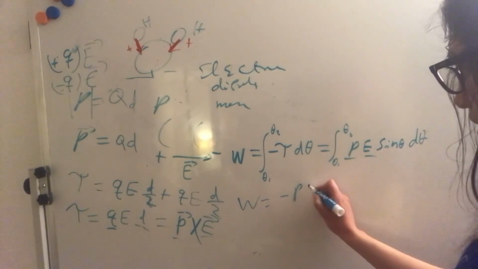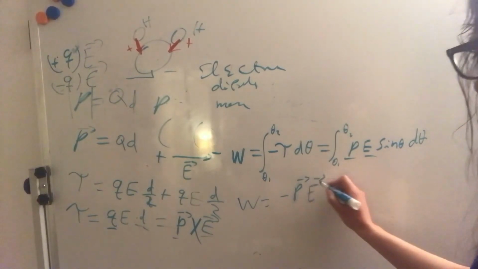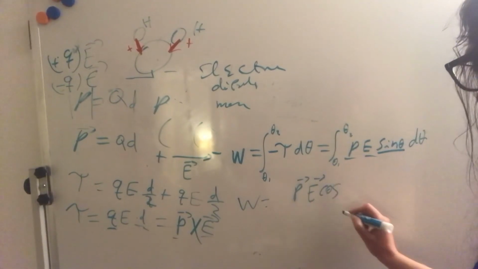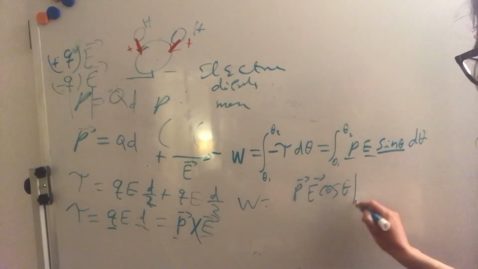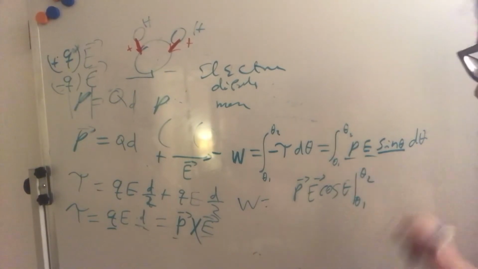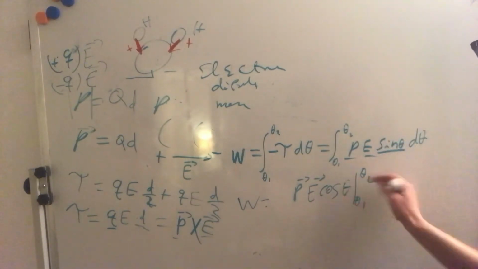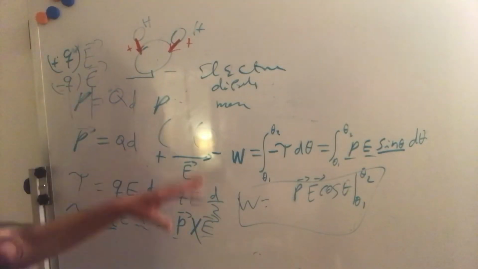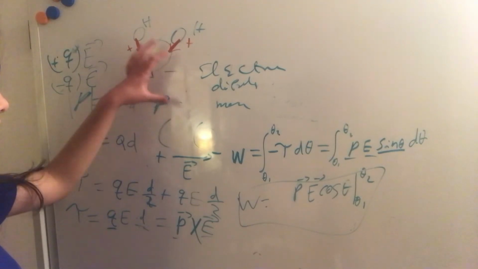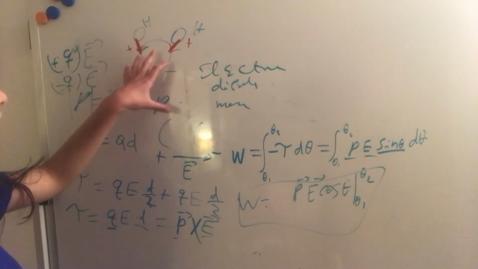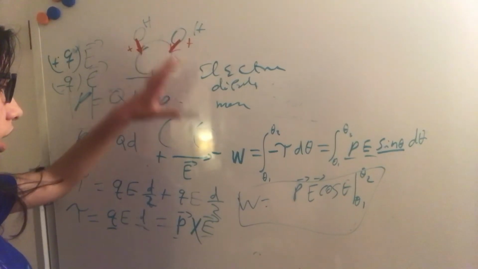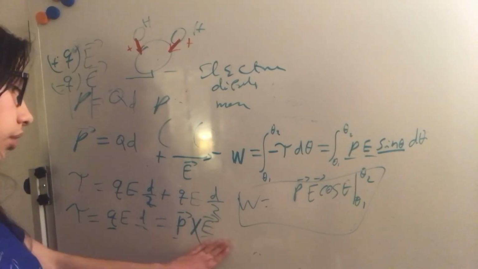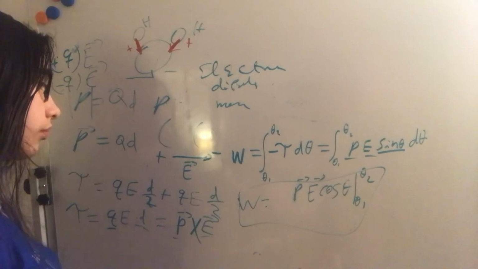These are two constants, the electric dipole moment and the electric field, times the integral of sine theta, which is negative cosine, so this will be plus. So times the cosine of theta evaluated from theta 1 to theta 2, or whatever you want, and then you just take the difference. So this will be the work done if we want, for example, to rotate the polarized molecule in a direction opposite to the electric field, so that the dipole moment is not aligned with the electric field. The work done would be this.